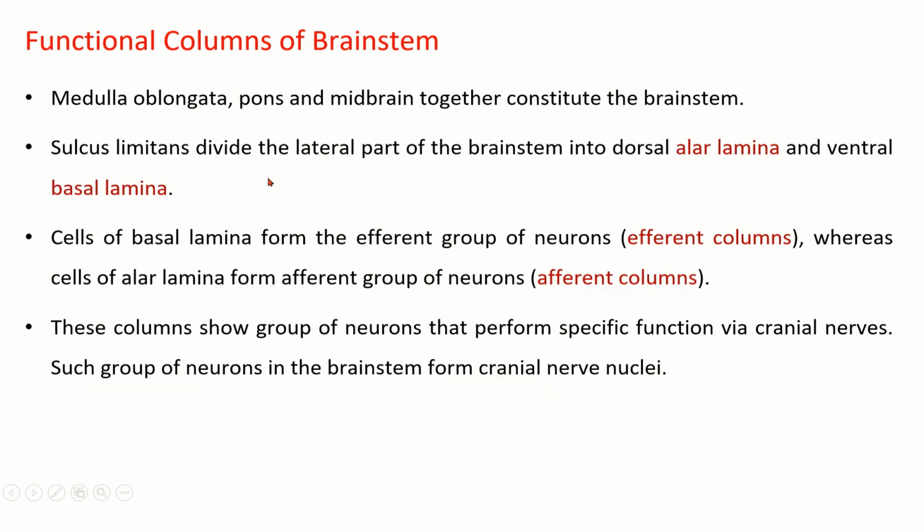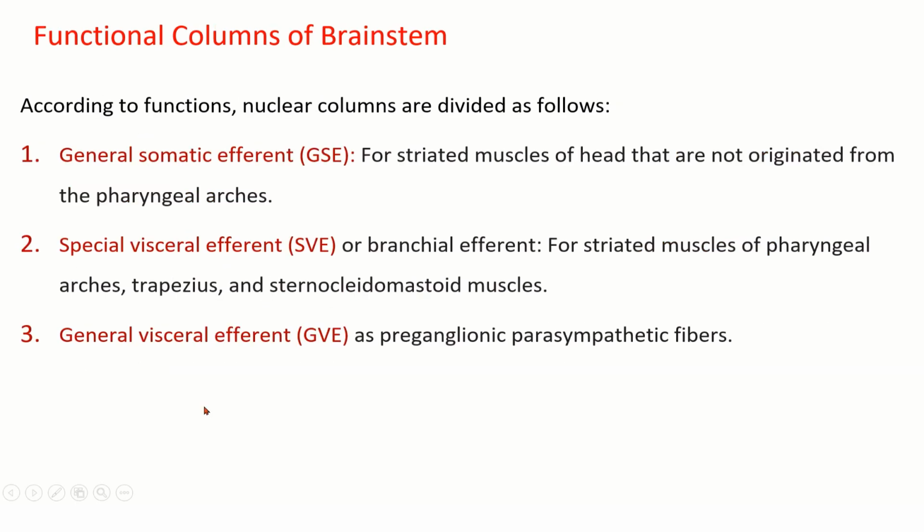So, functional columns from the brainstem. In the spinal cord, we have seen only 4 functional columns, namely the general somatic efferent, general visceral efferent, general somatic afferent and general visceral afferent. But here in the brainstem, there will be 7 functional columns, as you can see here. In the basal lamina, you can see 3 functional columns: general somatic efferent for striated muscles of the head that are not originated from pharyngeal arches; special visceral efferent for the striated muscles which develop from pharyngeal arches, and also for trapezius and sternocleidomastoid; and general visceral efferent, which are preganglionic parasympathetic fibers to the viscera in the head and neck region.